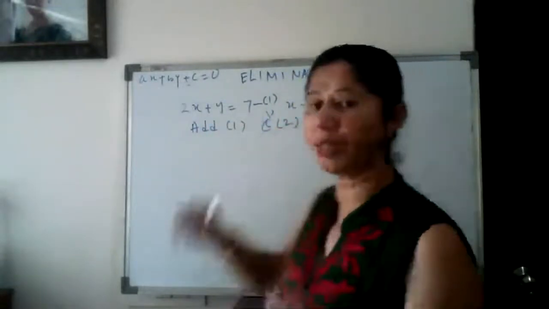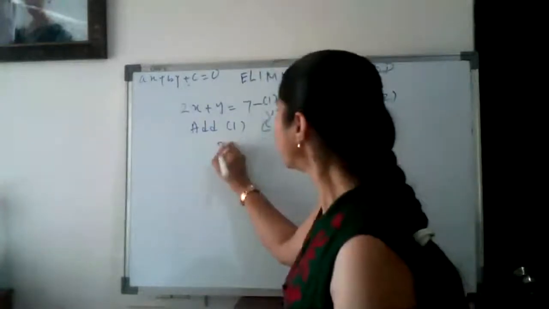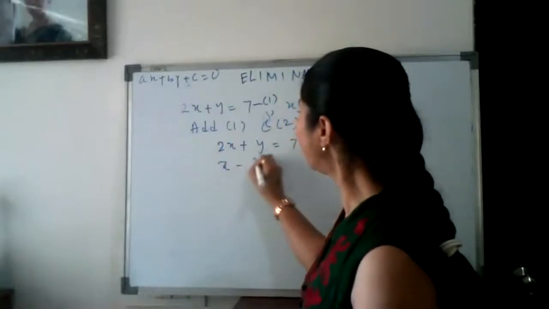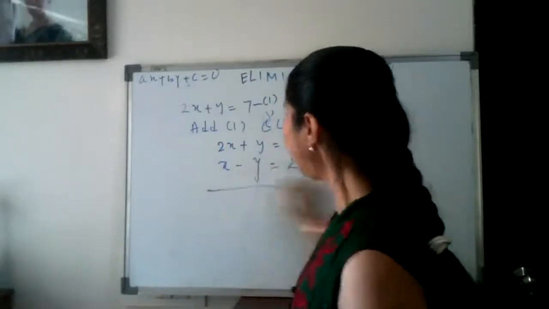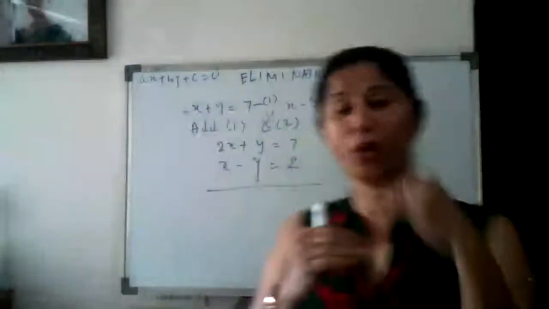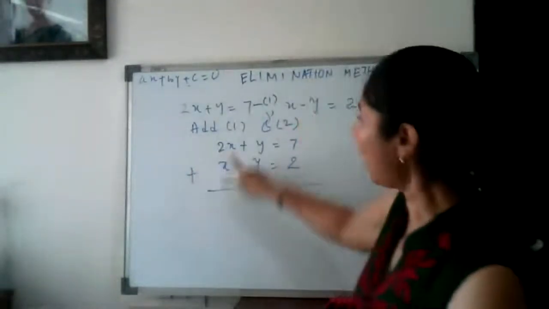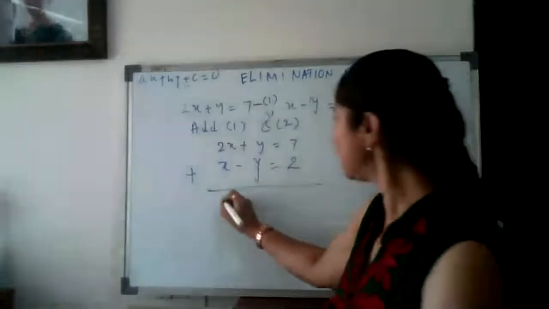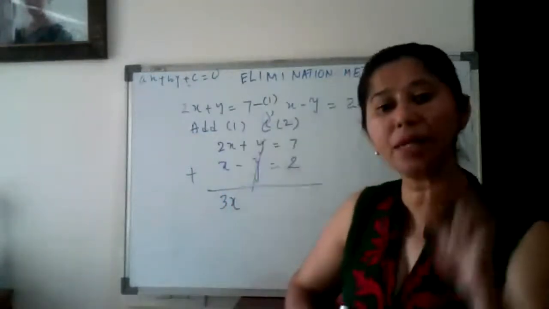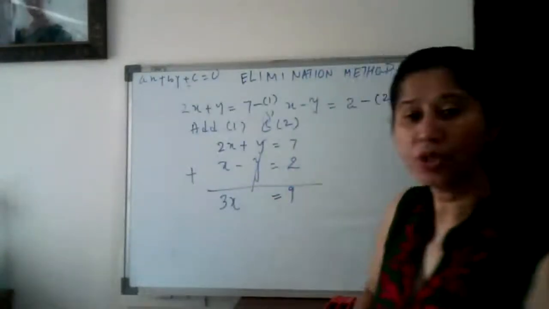Till now in algebra, you used to follow the horizontal method. Here we are going to follow the vertical method. So 2x plus y is equal to 7 and x minus y is equal to 2. We write one below the other. If it is not given that way, you have to arrange it, x below x and y below y. Now when I add these two equations, what will happen? 2x plus x is 3x, y minus y gets cancelled and becomes 0, 7 plus 2 is 9.